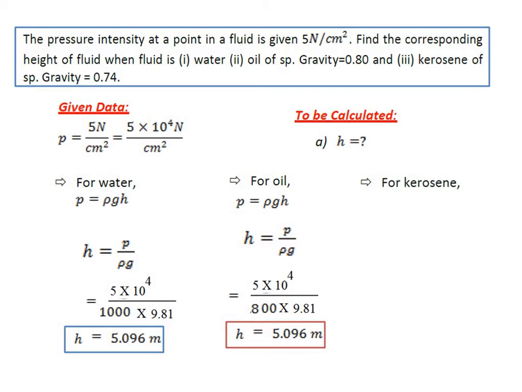And the third one is kerosene. Again for kerosene, P is equal to rho into g into h. Here again h can be given as P by rho g. So rho can be calculated as specific gravity into density of water, so 0.74 into 1000, it is nothing but 740. So h can be given as 5 into 10 to the power 4 divided by 740 into 9.81.